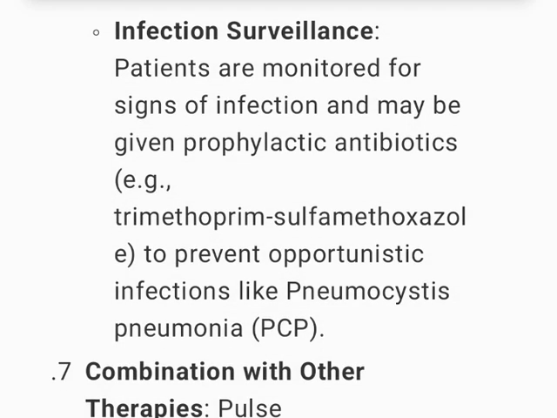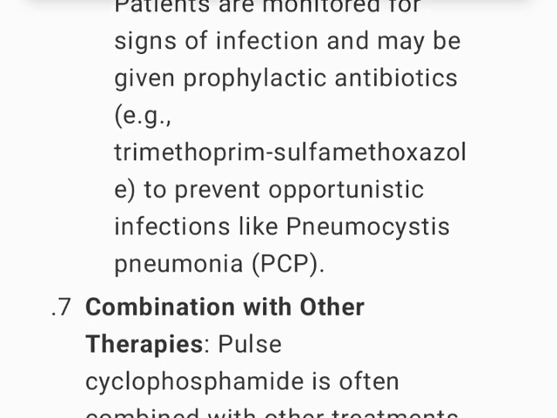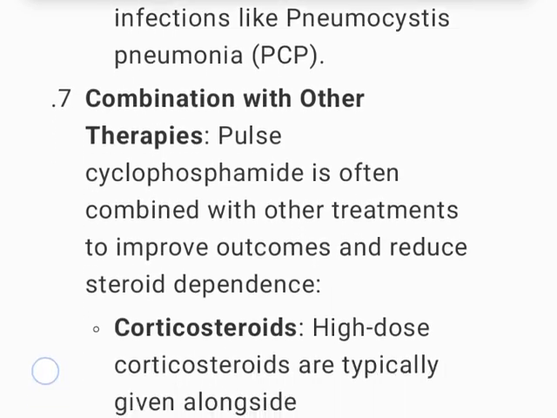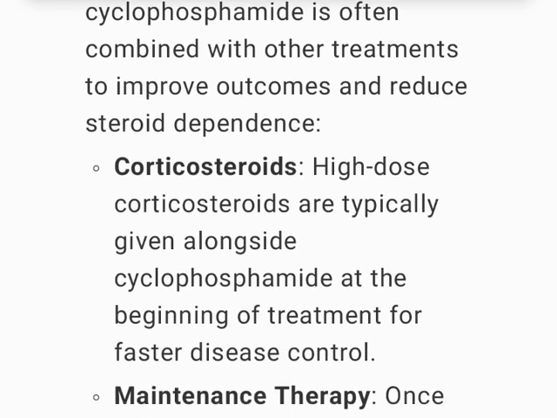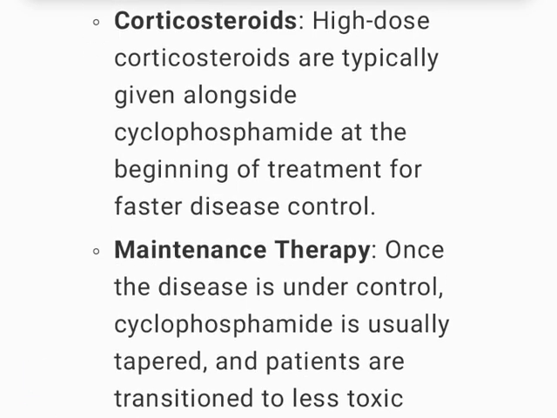Infection surveillance. Patients are monitored for signs of infection and may be given prophylactic antibiotics, e.g., trimethoprim-sulfamethoxazole, to prevent opportunistic infections like pneumocystis pneumonia, PCP. 7. Combination with other therapies. Pulse cyclophosphamide is often combined with other treatments to improve outcomes and reduce steroid dependence. Corticosteroids. High-dose corticosteroids are typically given alongside cyclophosphamide at the beginning of treatment for faster disease control.